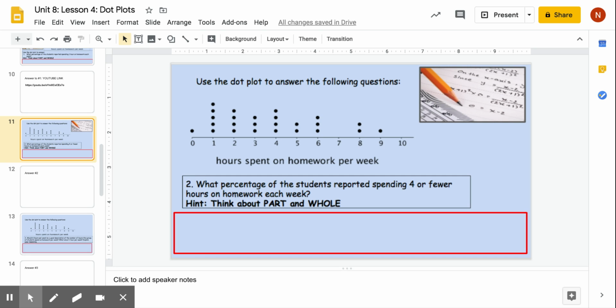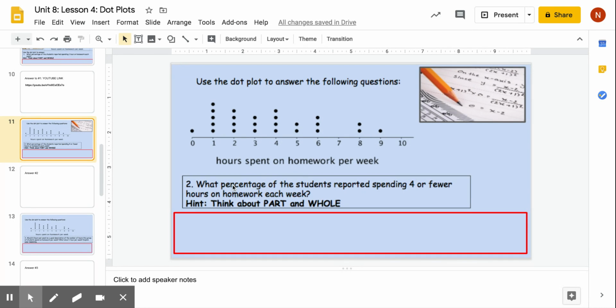Okay, question number 2 on homework time. We are using the same dot plot from number 1. And the question here is, what percentage of the students reported spending 4 or fewer hours on homework each week? Oh, very similar to number 1.